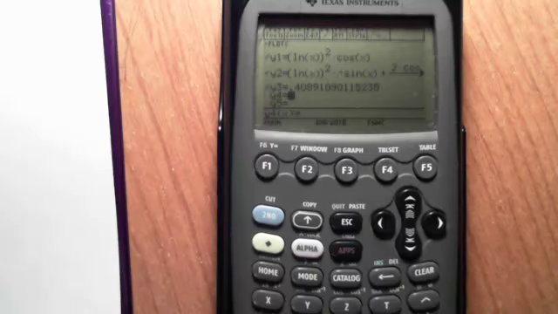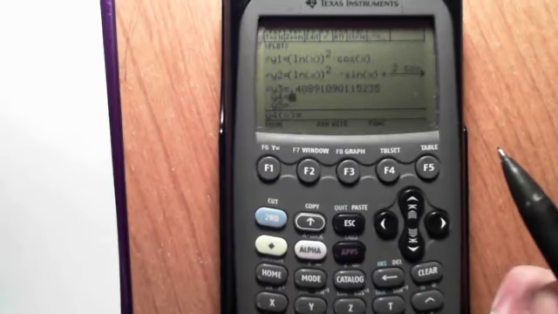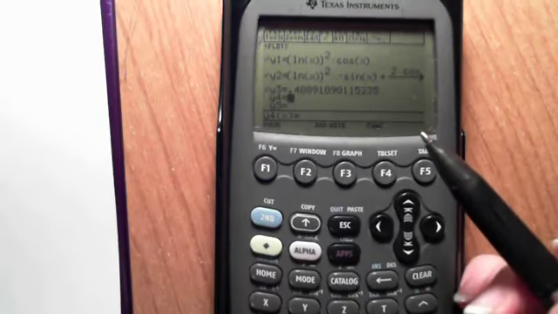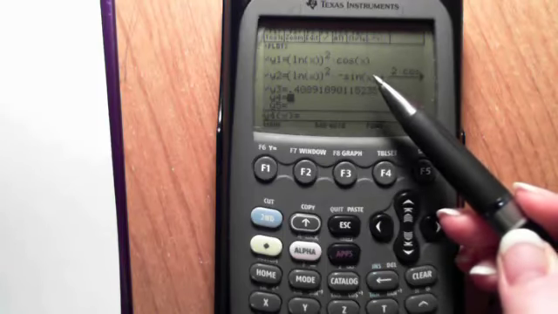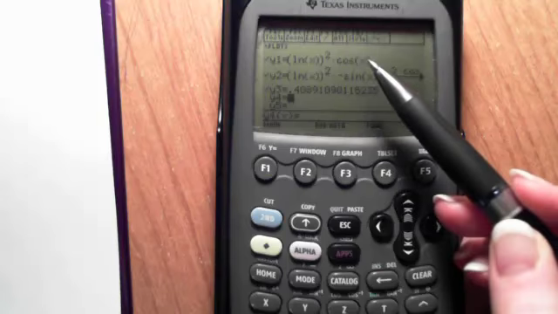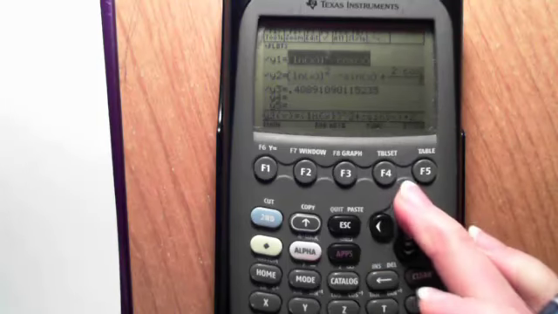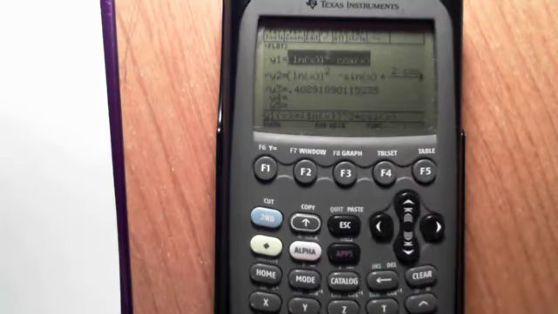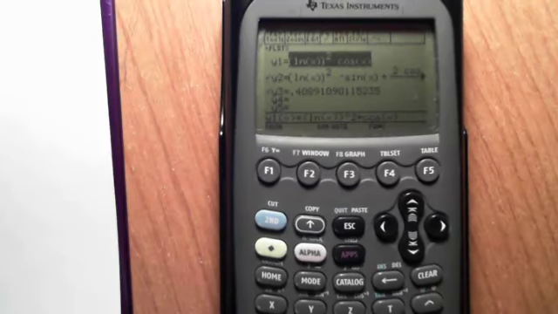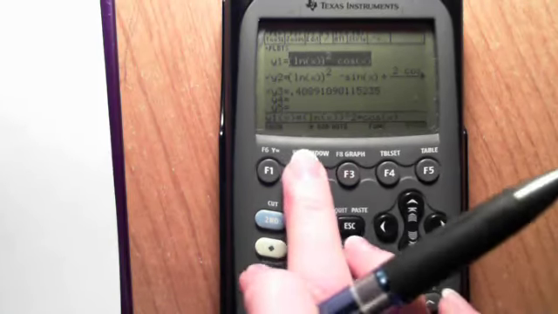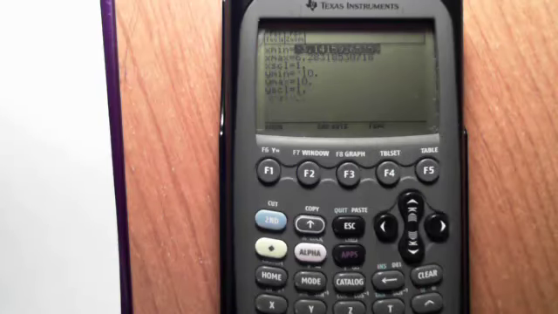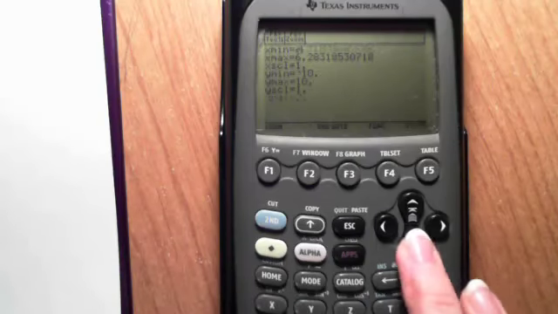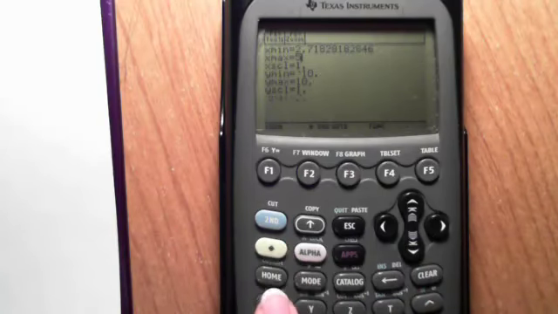So let's recall, when we're looking for the number of times that the mean value theorem is satisfied on the interval, we need to graph the tangent slope and the secant slope. We don't want to graph y1. So we come up to y1 and turn it off using F4, and now we need to set our window. The window will be from A to B in the x range, so that will be E to 5E.